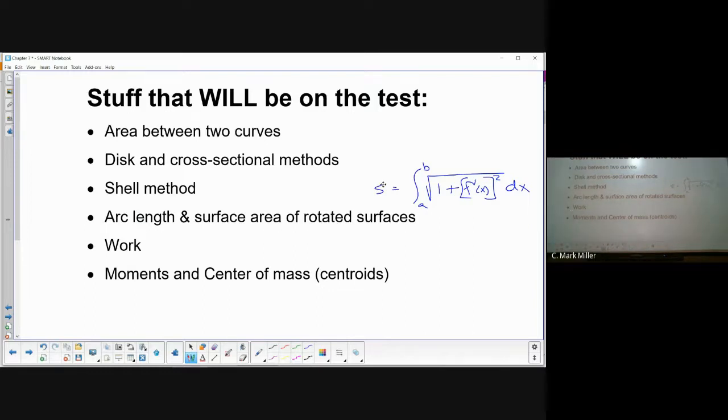Work problems. We did several in class, maybe 5. They were long, but we did several different kinds. It'll be something similar to something you've seen, not identical. Fair is fair, I'm not going to go way out in the boondocks. All right, moments and center of mass. Those are formulas here, these two. If you've done enough problems, you're going to know those formulas. Trust me, you will.